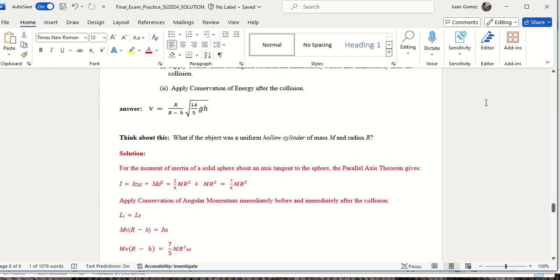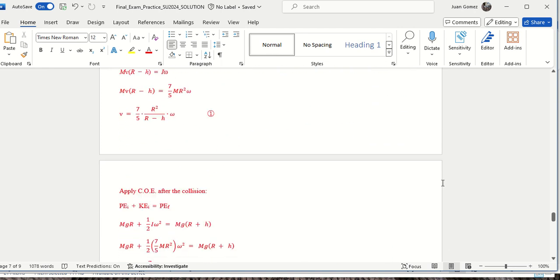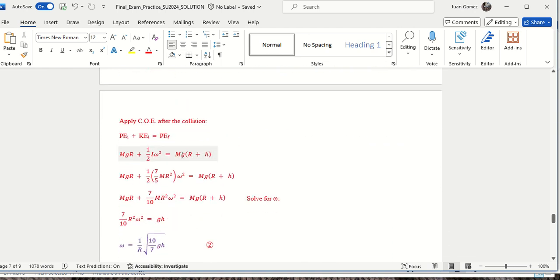Now, at the tipping point, remember we want the minimum speed such that the sphere just tips over and falls to the floor. Well, at the tipping point, omega is 0. It teeters there for a millisecond, then falls over. So at that point, the cm of the sphere is now at a height of R plus h above the table. Just look at the diagram. It shouldn't be that hard. So the final potential energy is mg(R plus h).